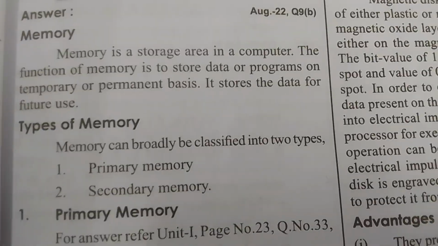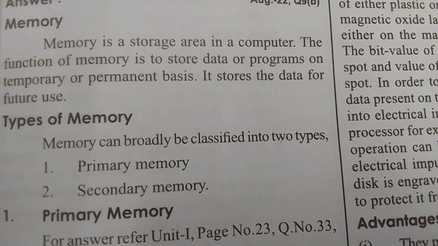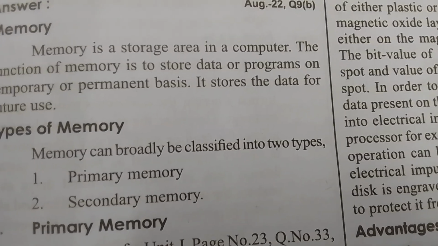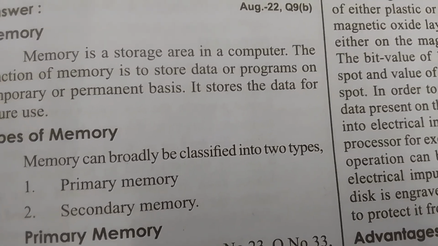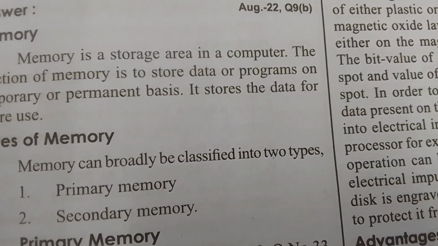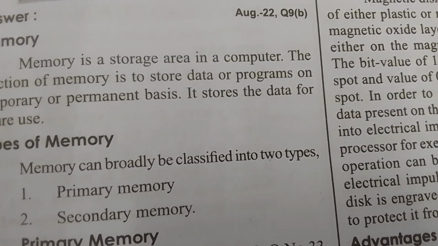Primary memory is classified into RAM and ROM. RAM is again classified into static RAM and dynamic RAM. ROM is classified into ROM, PROM, EPROM, EEPROM. That is how you will have to put your flowchart.